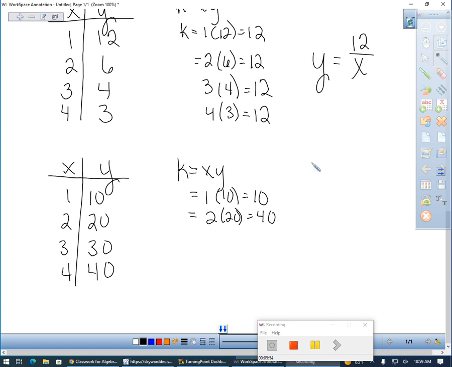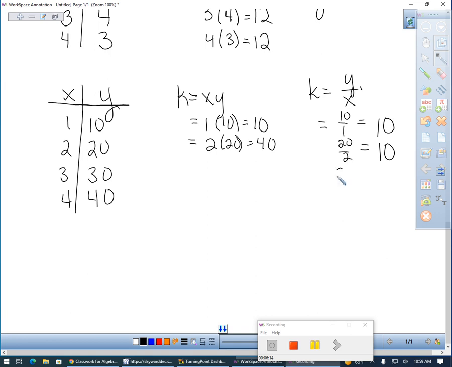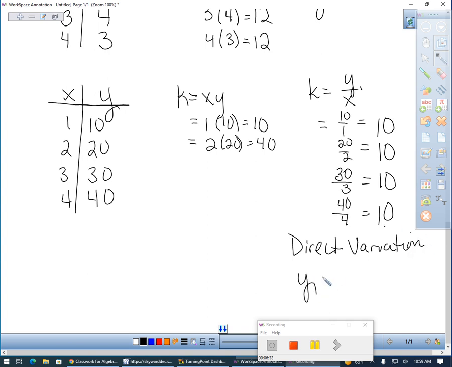So let's try direct. Remember, direct was k equaled y divided by x. So here we have 10 divided by 1 equals 10. Here we have 20 divided by 2 equals 10. Here we have 30 divided by 3 equals 10. Of course, you got to check the last one. 40 divided by 4 equals 10. Since now our k is also the same throughout, this is a direct variation. And our equation is y equals kx, or in this case, 10x.